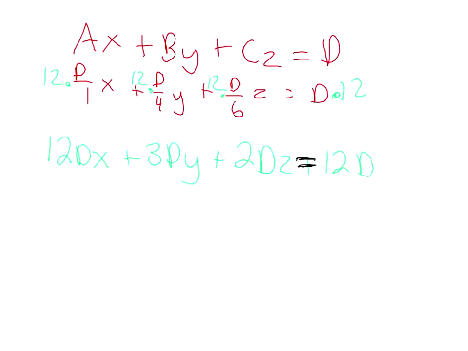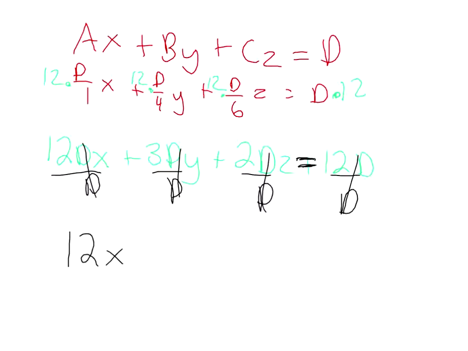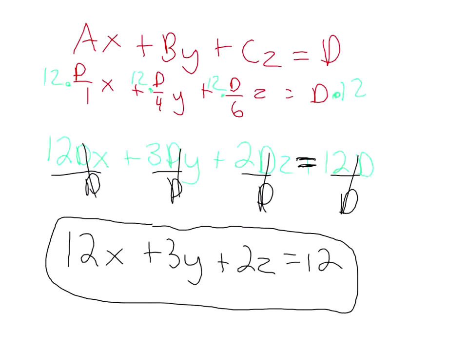What do all 4 of those things have in common? They all have a what in them? They all have a d. In math, if they all have the exact same letter, guess what I can do to that letter? I can cross them off. So my final answer, 12x plus 3y plus 2z equals 12. That is the equation of that plane that we just found.